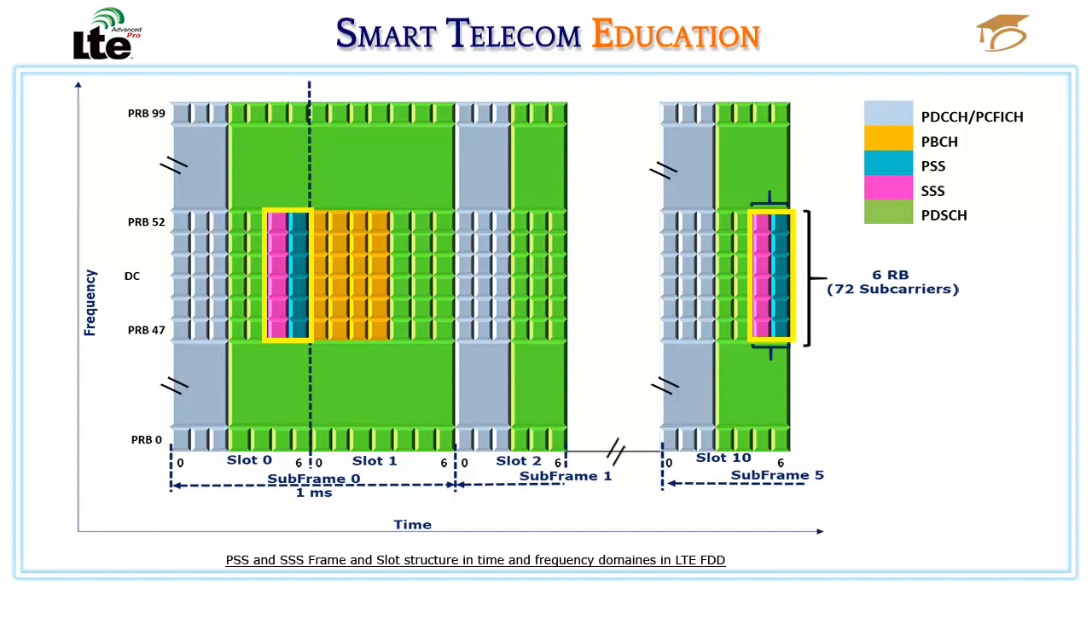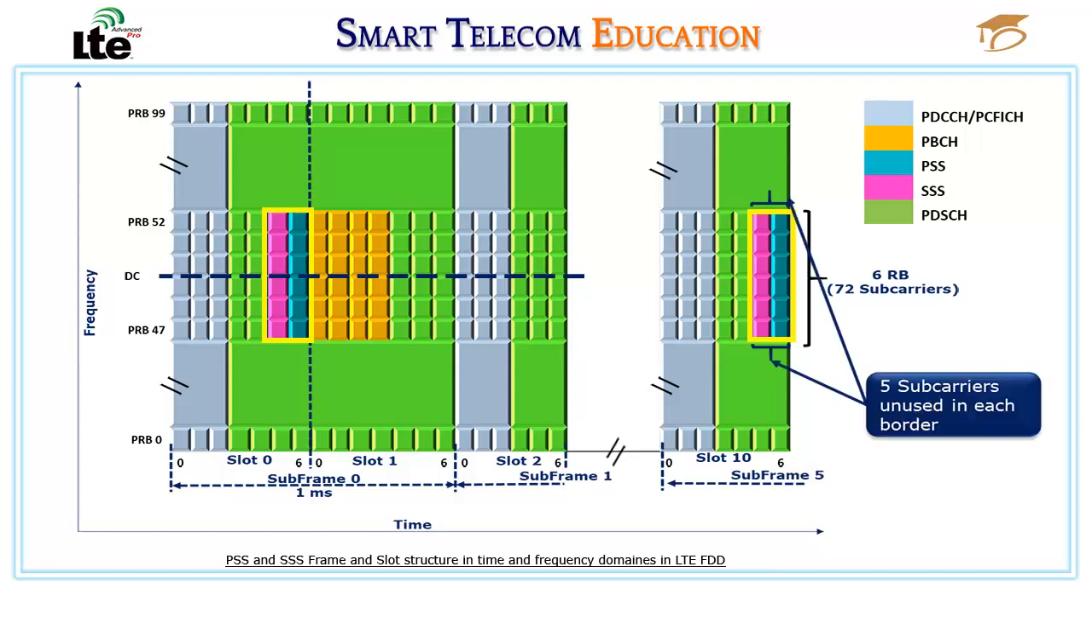The PSS and SSS are each comprised of a sequence of length 62 symbols, mapped to the central 62 subcarriers around the DC subcarrier, which is left unused. This means that the 5 resource elements at each extremity of each synchronization sequence are not used.